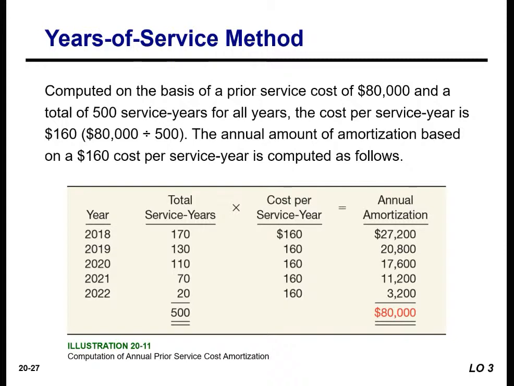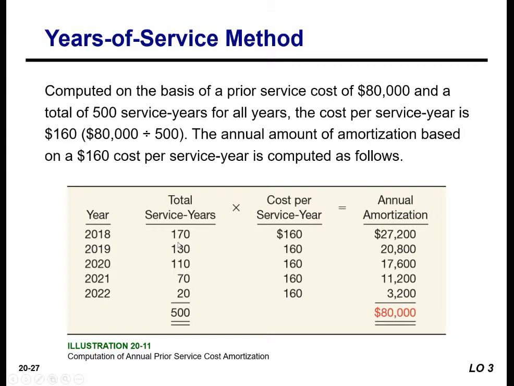So computed on the basis of the prior service cost of $80,000 and a total of 500 service years for all of the years, the cost per service year is $160. That is $80,000 divided by the 500 years. The annual amount of amortization is then based on $160 cost per service year.